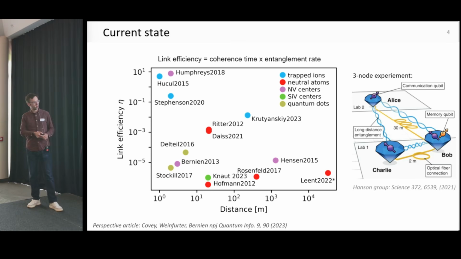There's one exception to that. There's a very nice 3-node experiment, but this is really the state of the art: you have mainly two nodes, maybe 3 nodes. So we are not quite where we would want to be with the networks.